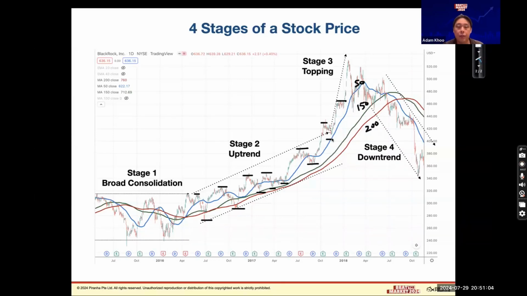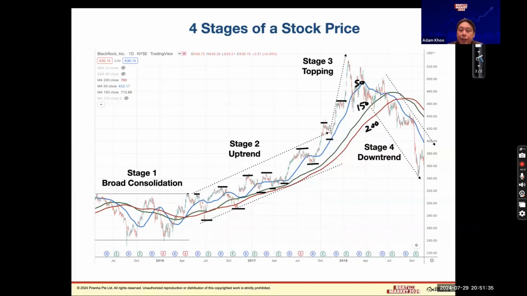The second clue is that in a stage 2 uptrend, what is happening to the moving averages? The moving averages are generally sloping upwards, and the 50 is above the 150, the 150 above the 200. Blue above green, green above red. Can you see that pattern? So that's the clue.